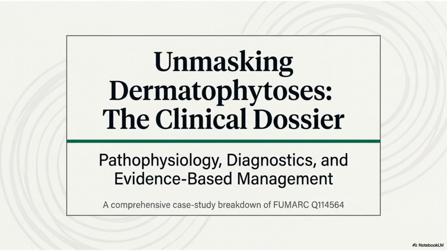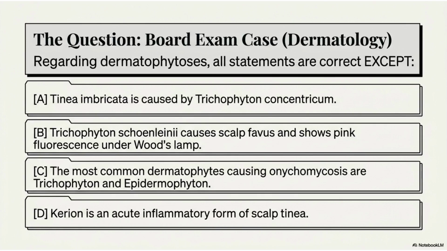Topical agents, creams, ointments, lacquers are applied directly to the stratum corneum. Drugs like terbinafine or clotrimazole. What is the mechanism of action there? Terbinafine, for example, is an allylamine. It inhibits an enzyme called squalene epoxidase in the fungal cell wall synthesis pathway. This causes a toxic buildup of squalene inside the fungus, leading to cell death.